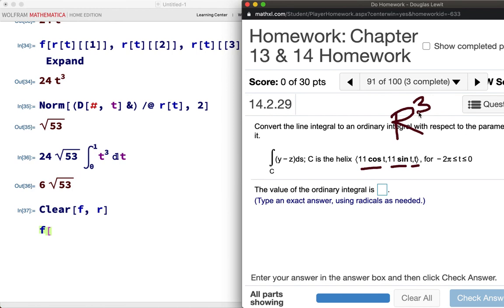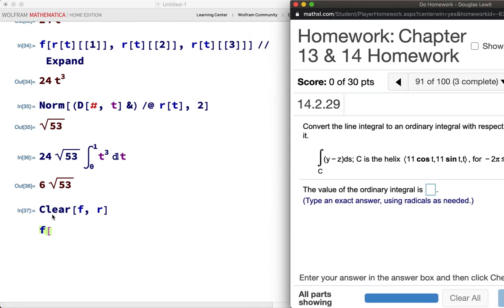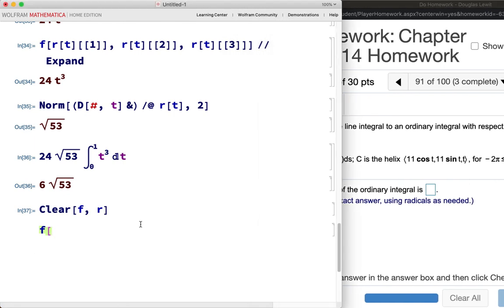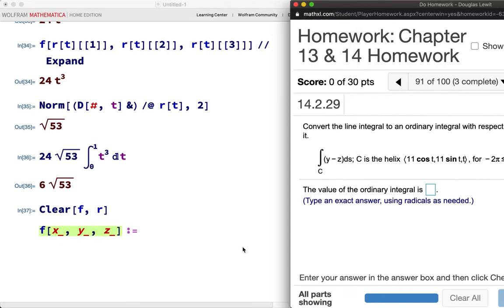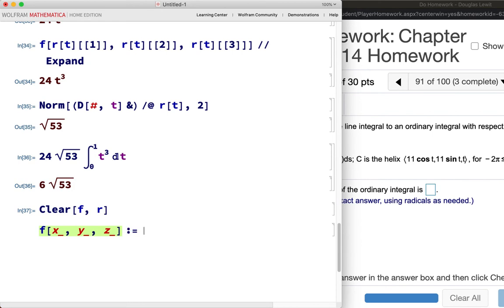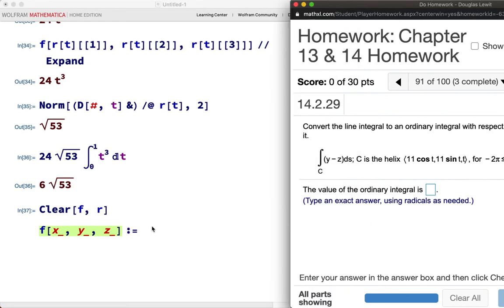R3 means 3-dimensional space. That's what R3 means. Some people draw it this way. They draw it like that, or they write it like that, okay? So f of x, y, z, and that's going to be equal to, oh, 1 second, y minus z.